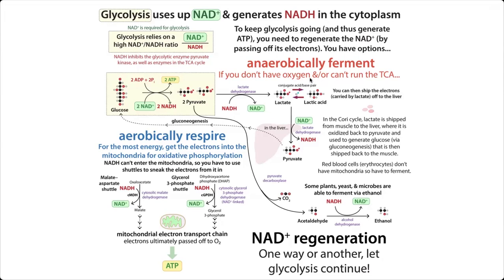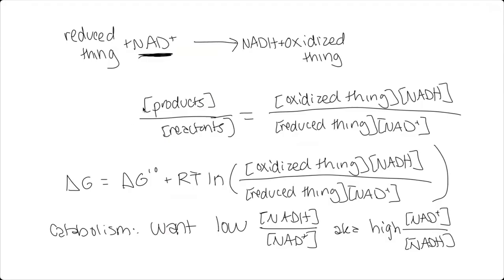Either you can use anaerobic fermentation to make lactic acid if it doesn't have oxygen, or if it has oxygen, it can go through the electron transport chain available to it, and it can regenerate the NAD+ that way. So you need that high NAD+ to NADH ratio for glycolysis to happen. NAD+ is good because having a bunch of it is going to make your reaction more thermodynamically favorable.